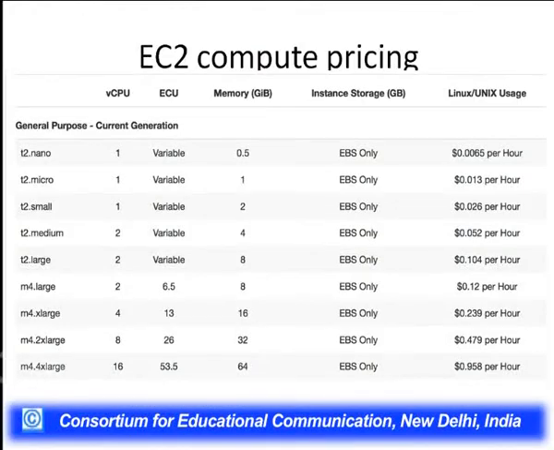Then T2 micro will be a higher cost, for example 0.0013. Similarly, if you're going for a higher configuration instance, say M4.X large, it offers you around 4 virtual CPUs. In that case, the cost is even higher.